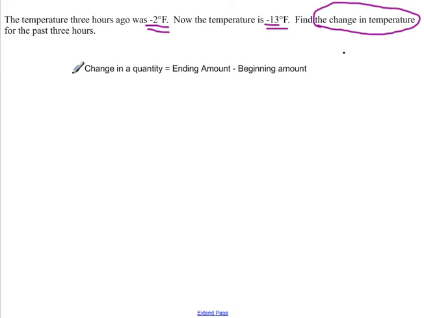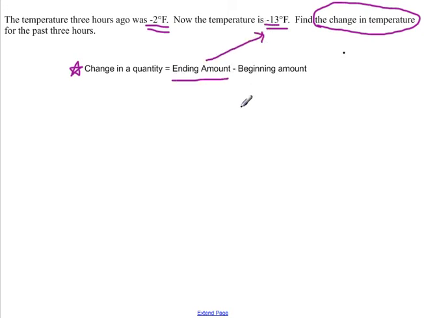So something we want to keep in mind is this idea of what a change in a quantity means. The change in a quantity is the ending amount minus the beginning amount. So that's always how we want to be thinking about this when we're talking about the change. The order is going to be important. We always want to be sure to start with the ending amount and then subtract the beginning amount. So if I'm looking for the change in temperature, well, I want to take the ending amount. Well, the ending amount is where we're at now.